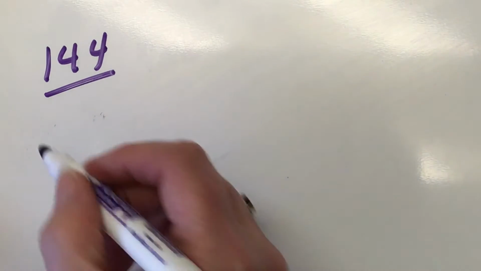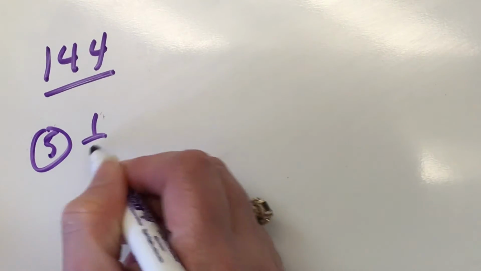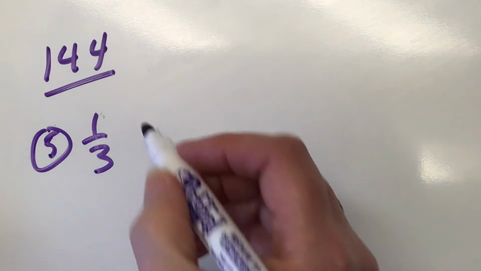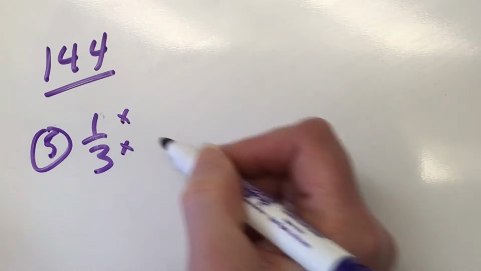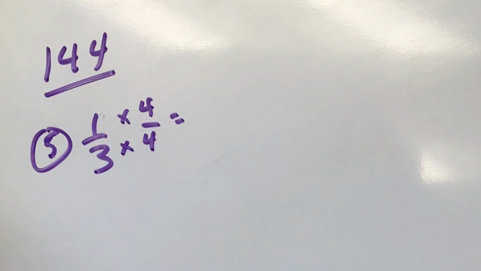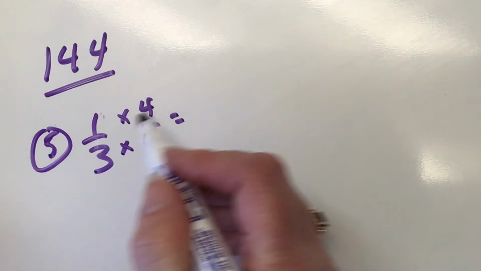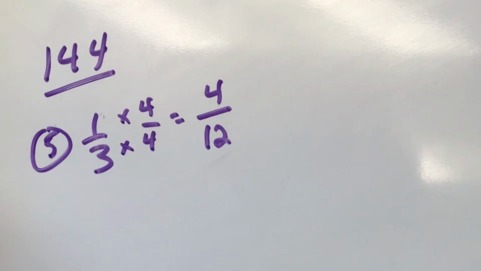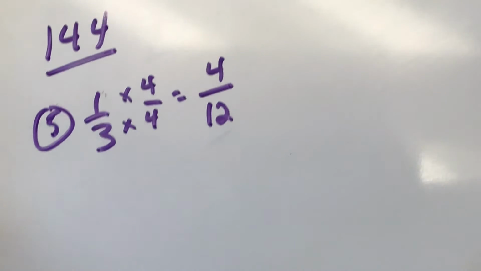Let's do another one. Let's do number 5. Number 5 is 1/3. And you have to write 2 equivalent fractions. So I'm going to multiply numerator and denominator by 4. As long as I multiply numerator and denominator by the same thing, I get an equivalent fraction. 1 times 4 is 4. 3 times 4 is 12. So 4/12 is an equivalent fraction.